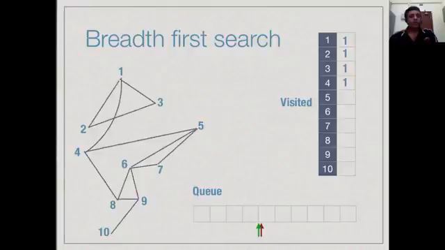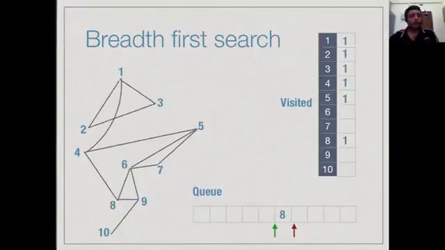So 4 has a neighbor 1 which has already been visited. The next neighbor is 5. Since 5 is new, we add it to the queue and we mark it as visited. And then it has a neighbor 8. So we add that also to the queue and mark it as visited. Now we have finished exploring 4. So we go back to the queue and look for the next thing to be explored, which in this case is 5. So 5 has neighbors 4, 6 and 7. 4 has already been visited, but 6 is new, and so is 7. Now we go back and explore 8.